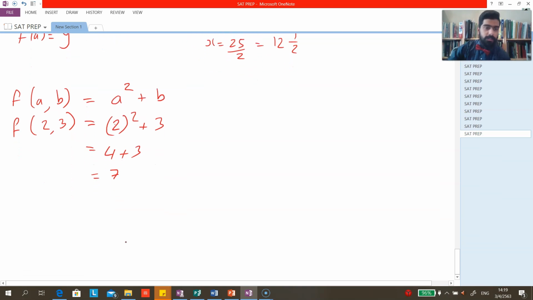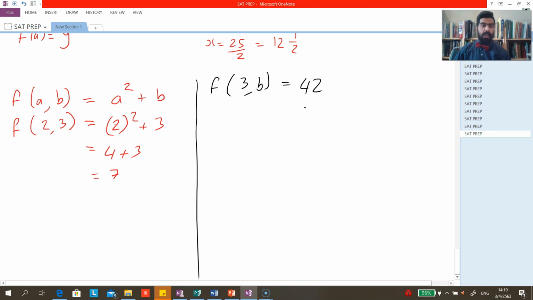Now using this, they are telling us to find. Let me see the question here. F of, using the same equations, 3 comma b is equal to 42. And we have to find the value of b here. We got to find the value of b here.